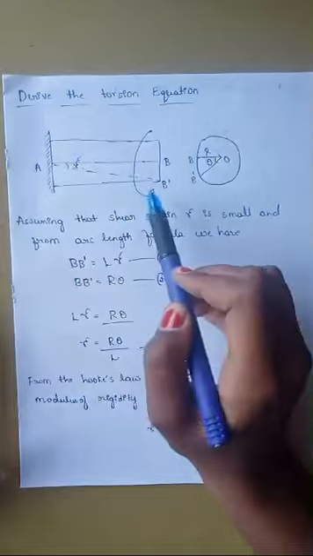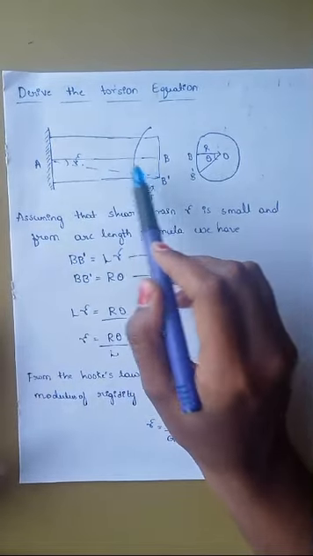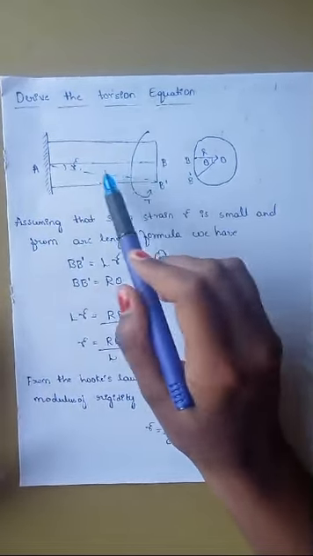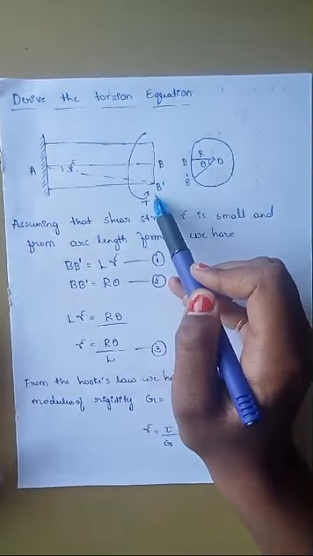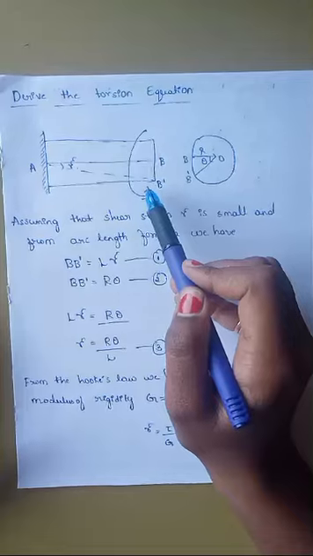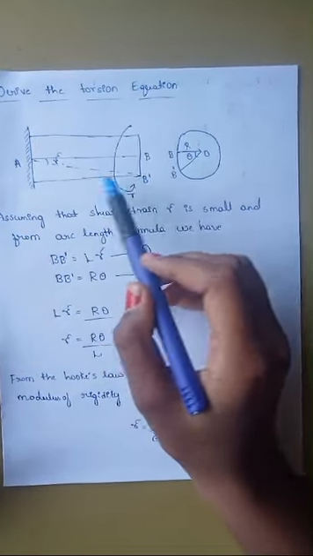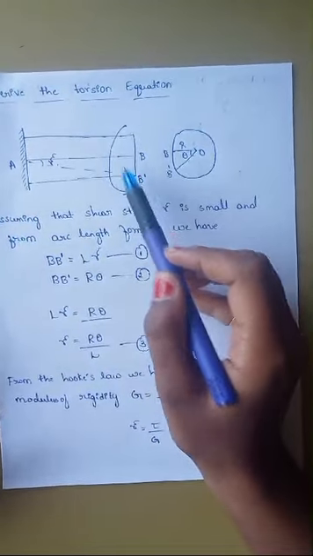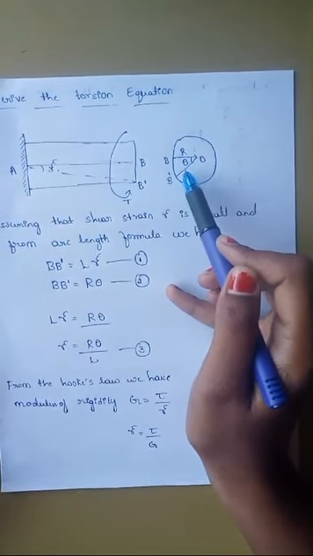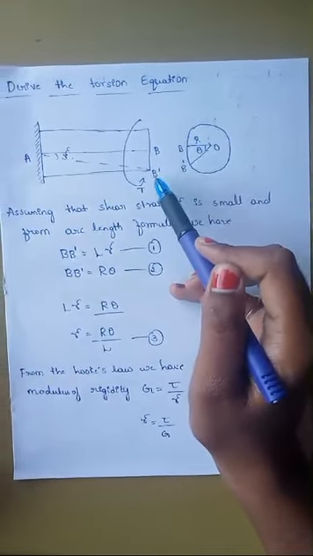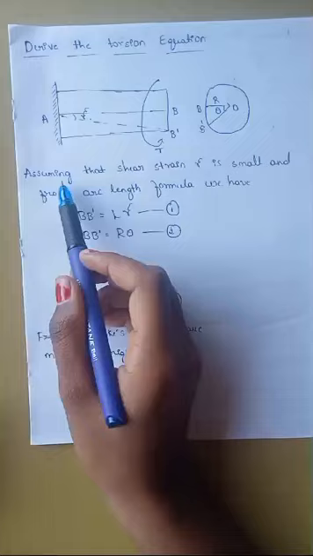new position AB dash. The included angle between AB and AB dash is denoted as gamma. The included angle between P and P dash at the center of the section is theta. Therefore, the plane at the free end is rotated by an angle theta with respect to the fixed end, which is the angle of twist of the shaft.